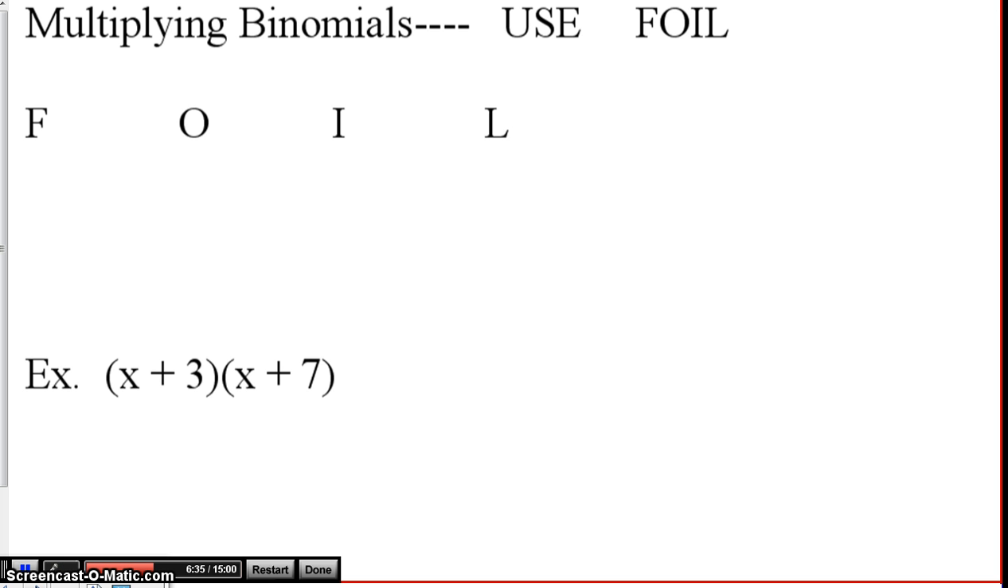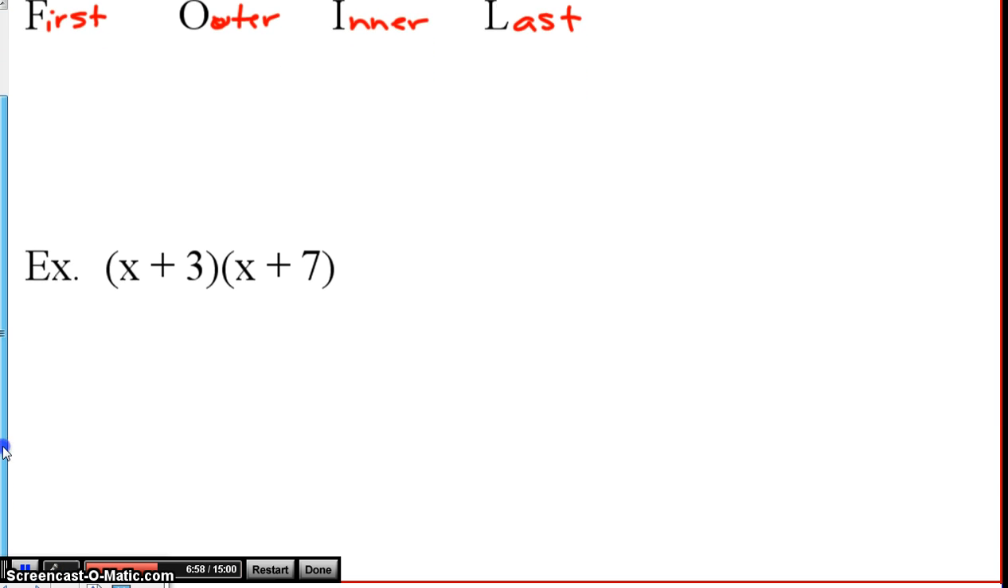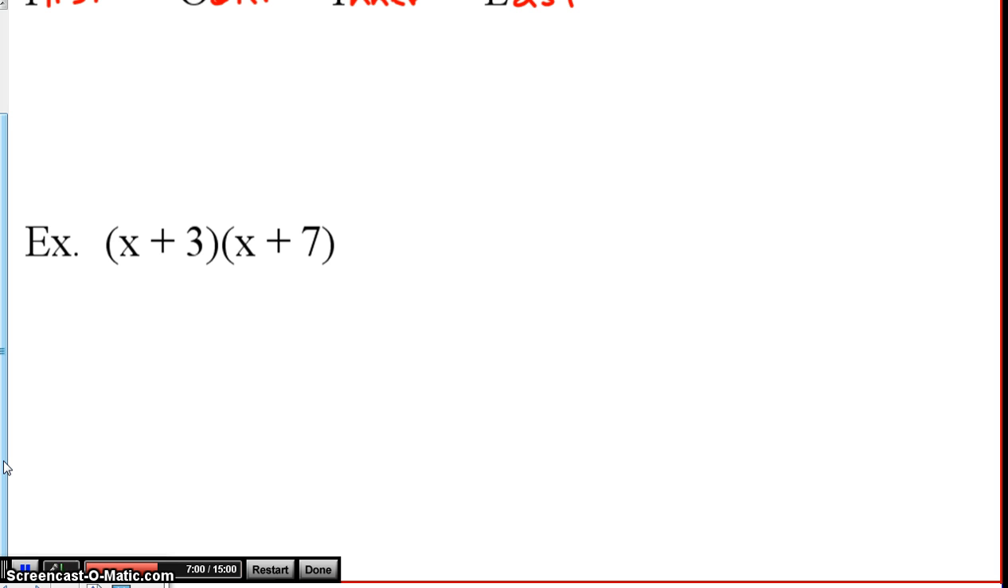Next example, multiplying binomials. Remember to use FOIL. First, outer, inner, last. So, if I look at these two binomials, I'm going to multiply them together by doing first, outer, inner, last. If you like to use the rainbow method, you may also do that.